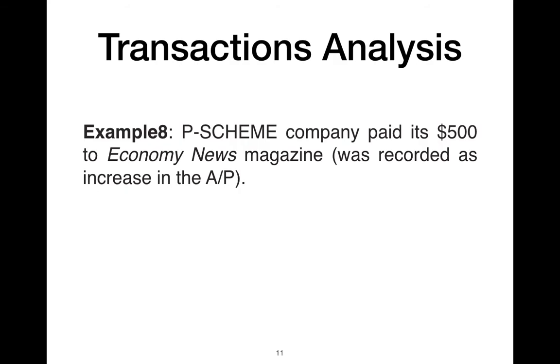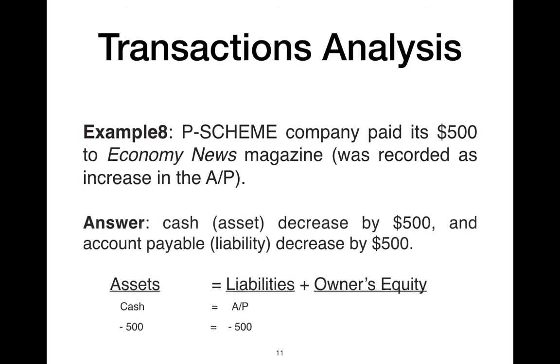Before solving example 8, we first need to recall example 5, which was in slide 8, when we said that the company advertised for a vacant position in a magazine for 500 US dollars on credit. So this amount was added to the account payable because it was not paid in cash. In this example, the company paid this amount to the magazine. Accordingly, cash decreased by 500 US dollars, and the account payable will also decrease by the same amount.